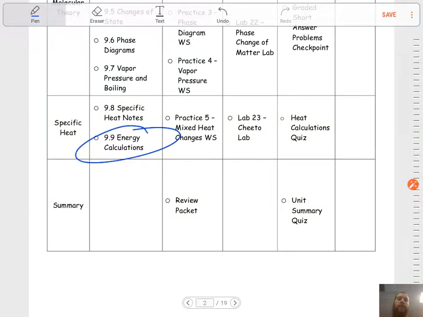Hey guys, this is video 9.9, energy calculations, coming back to back with the specific heat video from 9.8, kind of a continuation. Now we're going to do the math behind the concepts that we learned in the last video.